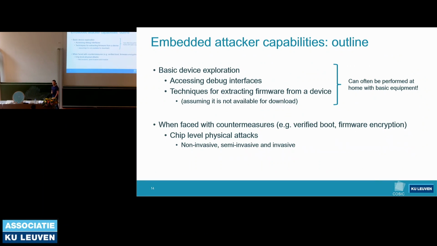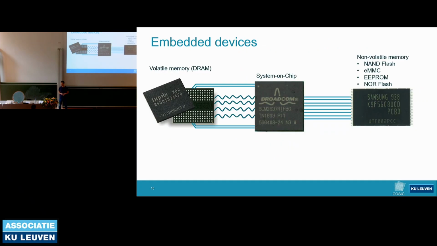Now let's take a look at what an embedded attacker can do. We'll start by doing some basic exploration of a device and using some very basic techniques that I think everyone can do at home to try and analyze a device. And then we'll look at some more hardened devices and what other capabilities an embedded attacker has. Now, if you would go back home, you would go to the attic, you would try to find a device you're no longer using and open it up.